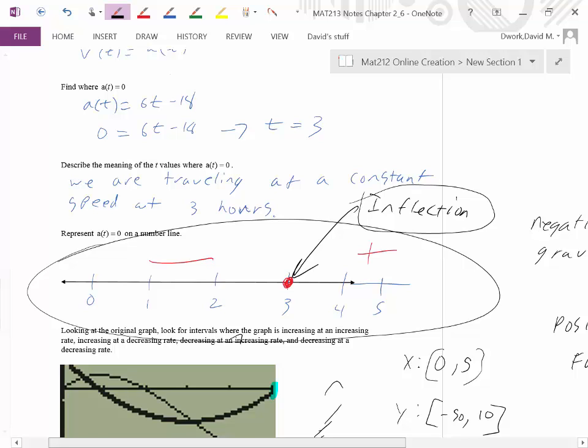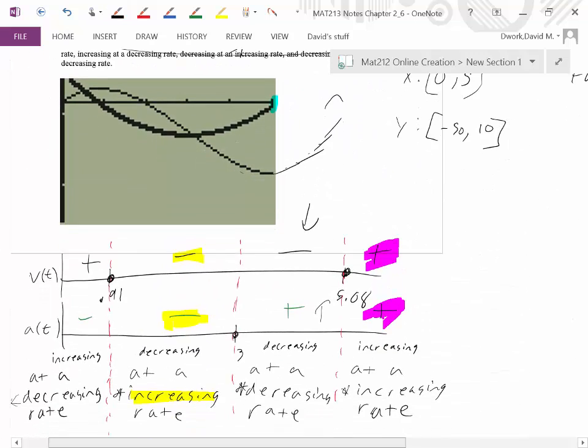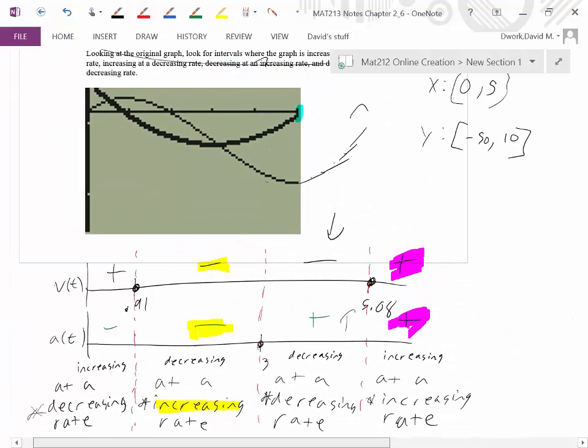Okay, so what were the big ideas in this lesson? What were the big takeaways? We need to be able to talk about the graph. We need to be able to look at first derivatives and second derivatives, and understand what positive values mean and what negative values mean. So if a positive velocity means your graph's going up, negative velocity means your graph's going down.